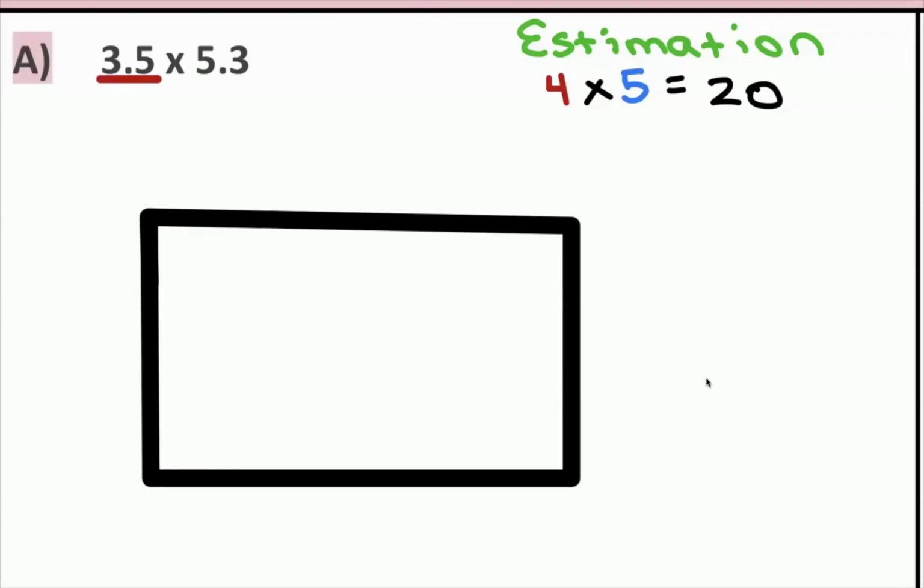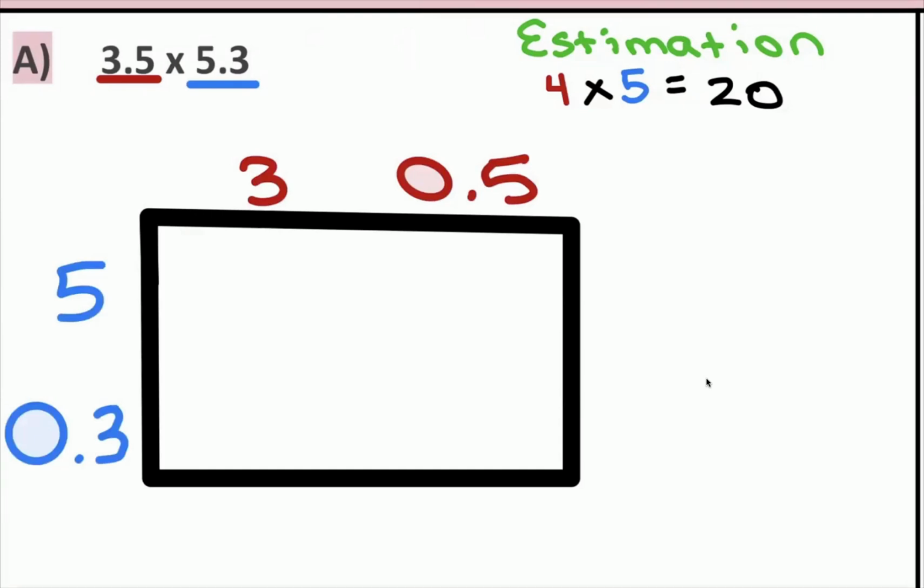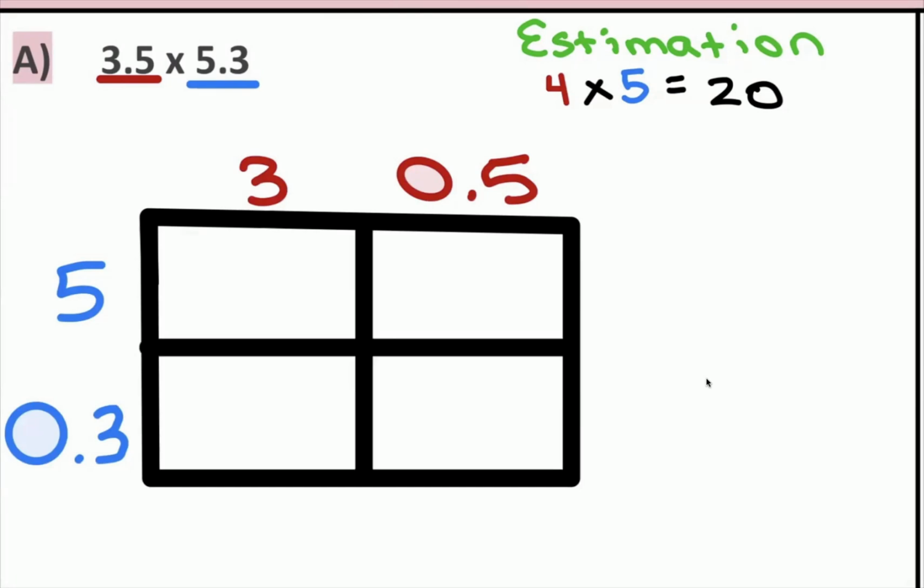So we're going to take 3 5/10 and split it up into 3 and 0.5. Then we'll do the same thing with 5.3. We'll split it up, 5 and 0.3. And it doesn't really matter which number you put on top and which number you put on the side. You'll still get the same answer. Now that we set up our numbers, we can split up our rectangle. You should have 4 boxes because there's 4 total digits.